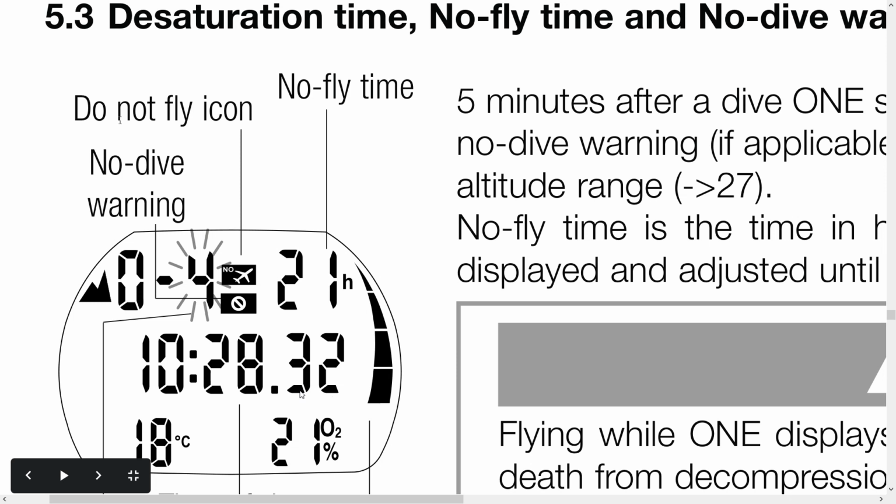In the center, you'll still see the time of day, bottom left temperature, bottom right programmed oxygen percentage. You'll also see the bar graph indicating that you have remaining nitrogen in your body, and over time that will slowly be reduced.